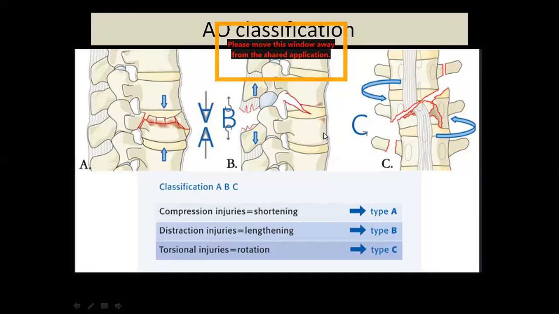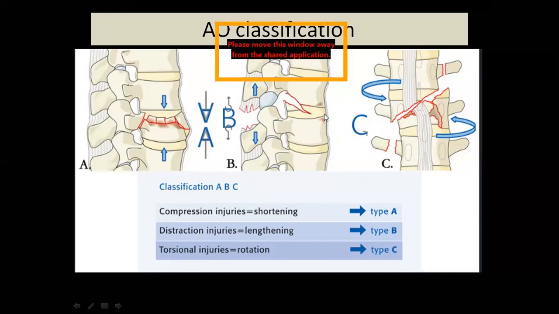There won't be any dislocation. This is called distraction injuries. Chance fracture: you'll be getting a bony chance fracture. There's a through and through fracture through the vertebral body, extending to the spinous process. That comes under distraction type of injury, type B injuries.